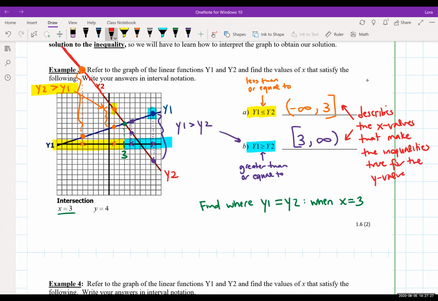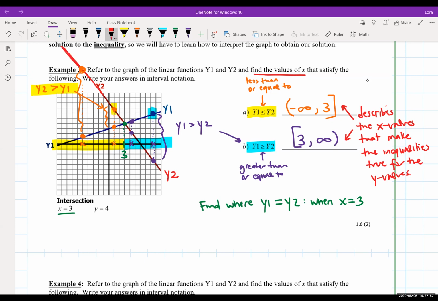So a lot of the time when we're first starting, it gets a little confusing because in part A and part B we're talking about y values, but remember the whole idea of this example, they wanted us to find the values of x that satisfy the inequalities. So just be careful on that. And we'll definitely do another one to make sure you're getting good at this. And the more you practice, the better off you're going to be.